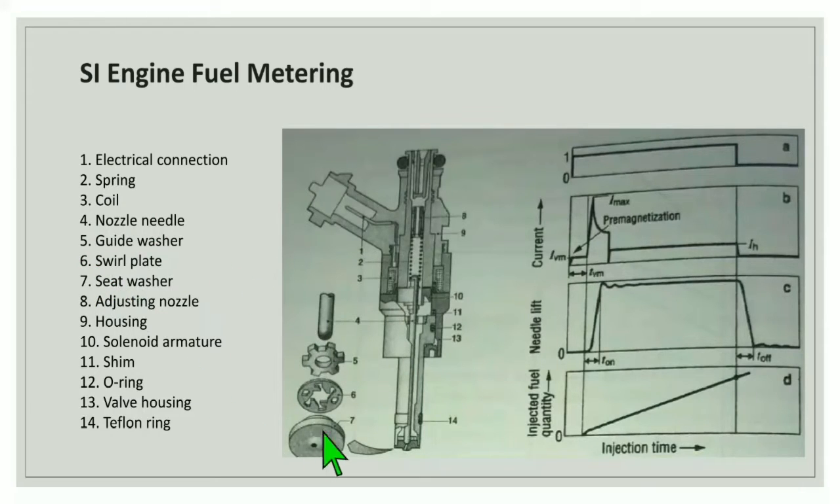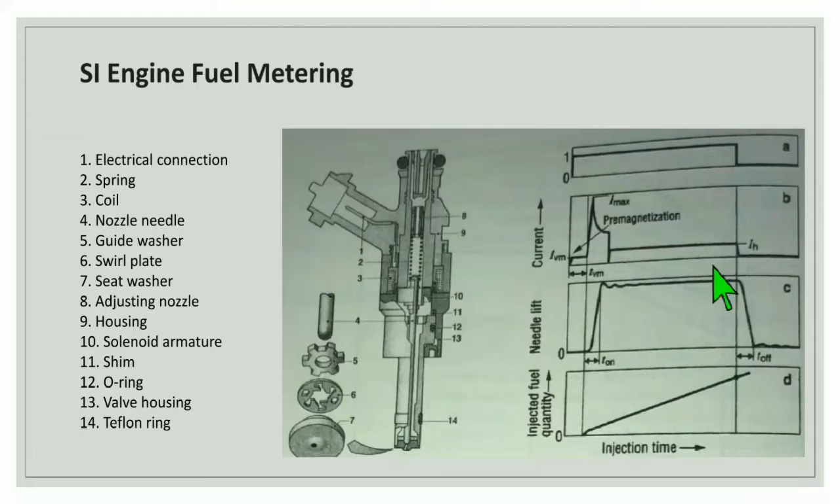Number 6, swirl plate. Number 7, seat washer. Number 8, adjusting nozzle. Number 9, housing. Number 10, solenoid armature. Number 11, shim. Number 12, o-ring. Number 13, valve housing. And the last one, number 14, Teflon ring. And here you can see the signal, the current, needle lift, injected fuel quantity, pre-magnetization, injection time, and a lot more.